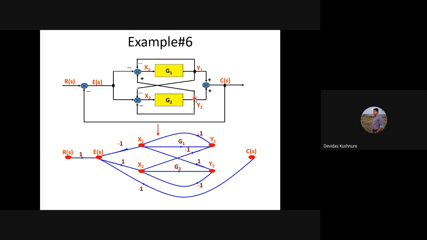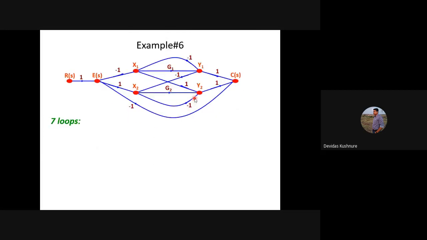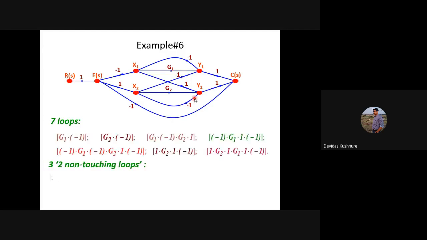So all are combined at C(s), so we can get Y1 and Y2 combined here, which has gain equal to 1. So this is the signal flow graph, and you can solve it, fine. So there are 7 loops.